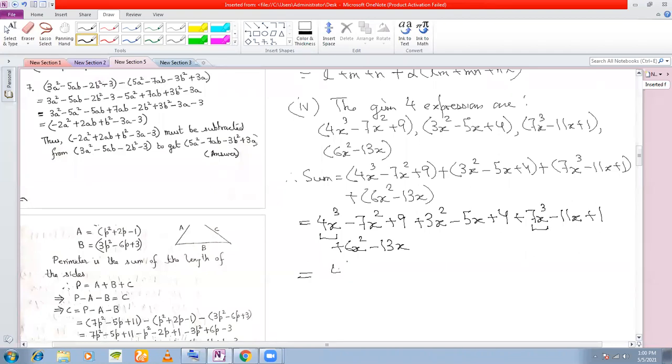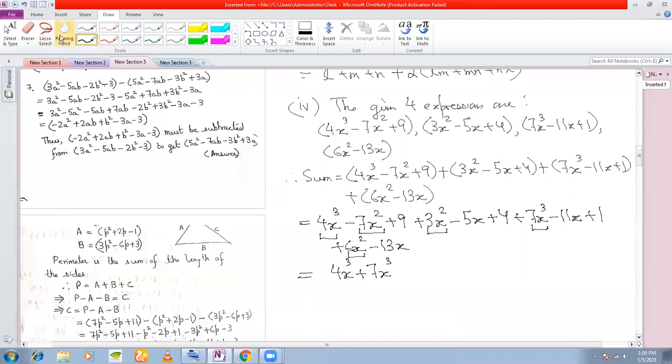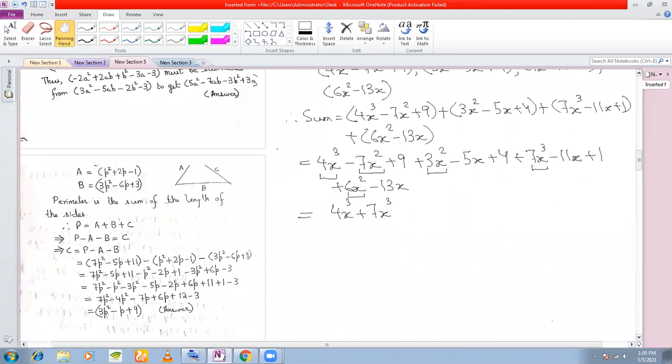Once you have opened the brackets, now you look for the like terms. You see a 4x cube here. Any cube terms you see? Yes, there is a cube term. 7x cube is here. You take them together: 4x cube plus 7x cube. Now you see x square there, right? 7x square is here, and any other x square? Yes, there is one x square here, and there is one x square here. So there are three x squares. We'll take them together: minus 7x square plus 3x square plus 6x square.